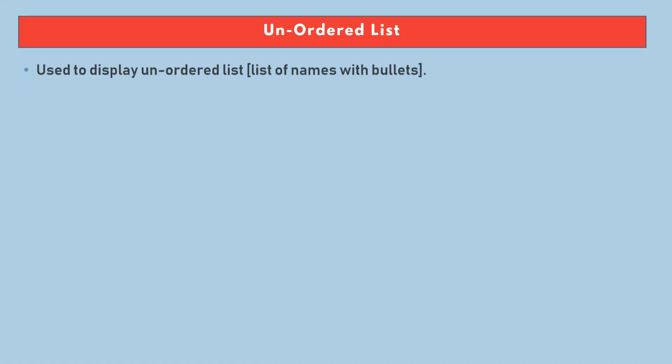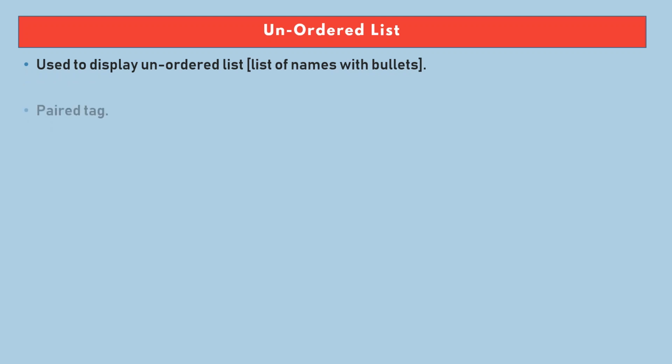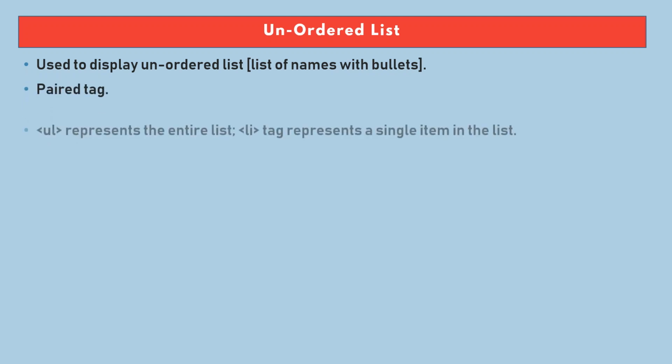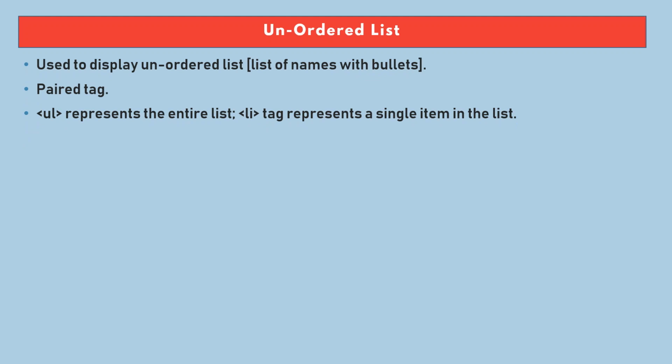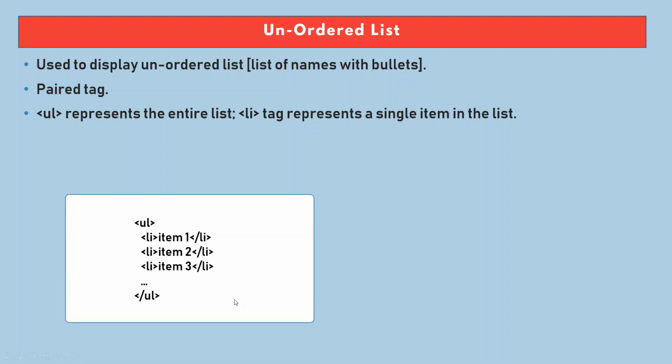Notice carefully, the unordered list is used to display the list of names with bullets, and it's a parent tag. Every single item is represented as an LI tag. Suppose a list of countries, every single country is nothing but one LI tag. LI stands for list item. It looks like this. Inside the UL, we have to place LI.